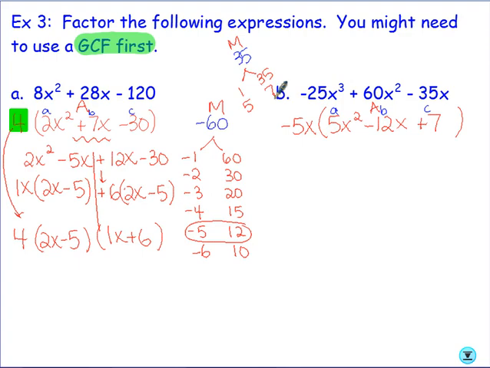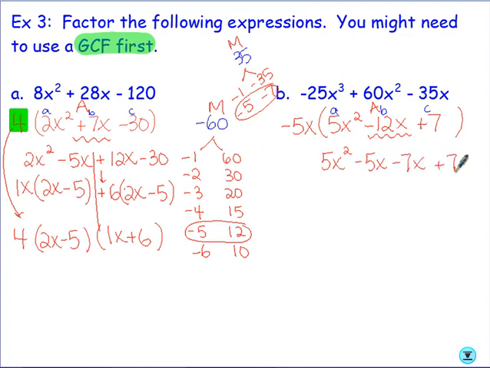Well, I have to multiply to get a positive, so that means I have two positives or two negatives, and I need to add to get a negative. That means I have two negatives. Which pair gives me negative 12? That's that pair right there. So let's write it down. Keep the 5x squared, change it to negative 5x, and negative 7x, keep the 7.